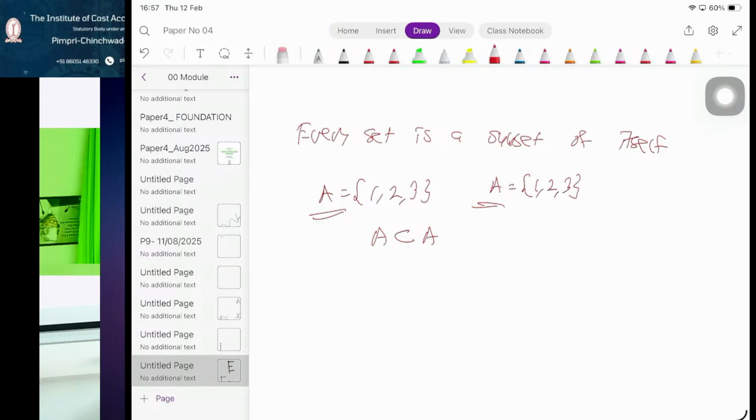इसलिए यहाँ पे दोनों का नाम A और A है. I have not taken B is equal to 1, 2, 3; A is equal to 1, 2, 3. If I have to show this particular statement as true, every set is a subset of itself, then in both the cases the name of the set should be the same. A is equal to this, and in another case, A is equal to this, and both these A are the same. So A is a subset of itself. Clear?